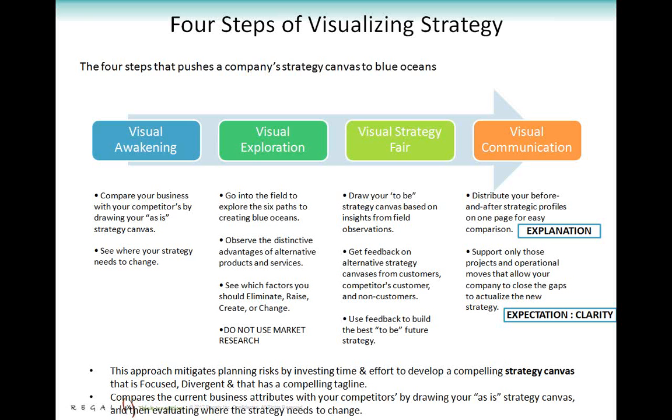The second step is called visual exploration, wherein you go to the field and explore the 6 paths of creating blue ocean. Observe the distinctive advantages of alternative products and services. See which factors you can eliminate, raise, create, or change.